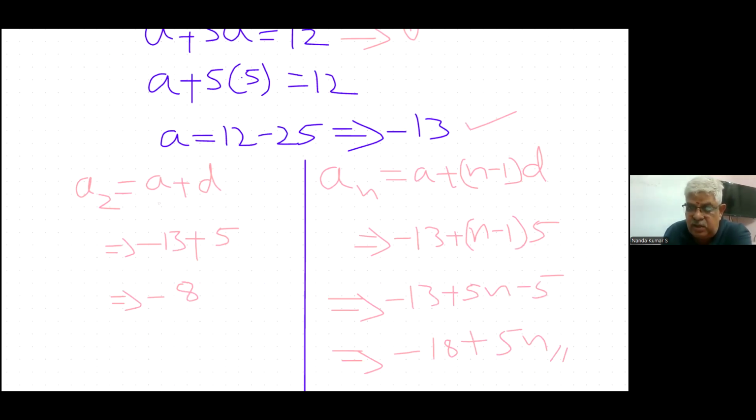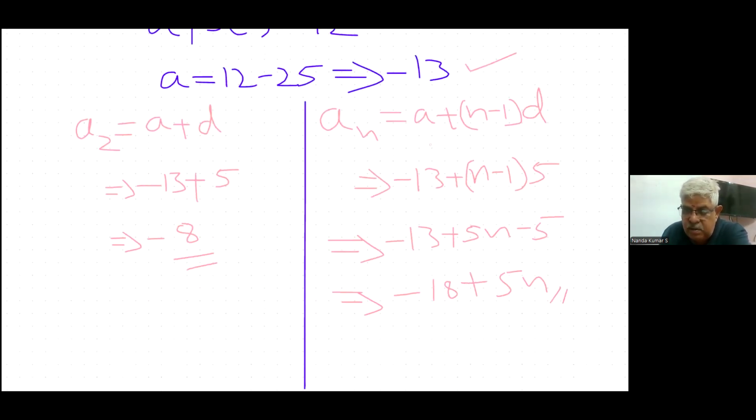Next, nth term they asked. An equals A plus n minus 1 into D. A is minus 13 plus n minus 1 multiplied by D, which is 5. So minus 13, plus into plus is plus, 5 into n gives you 5n, plus into minus is minus, 5 ones are 5. So minus 13 minus 5 gives you minus 18 plus 5n. So we have identified the nth term of the given AP and also the second term of the given AP.